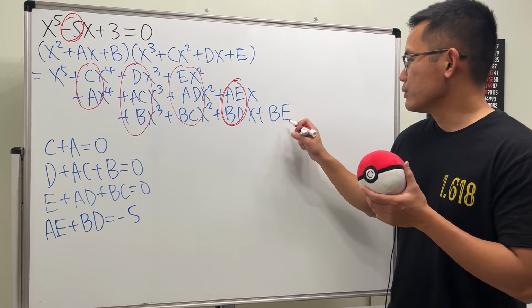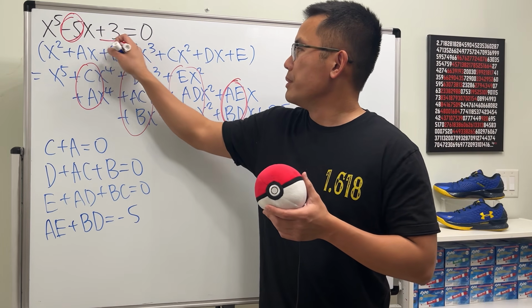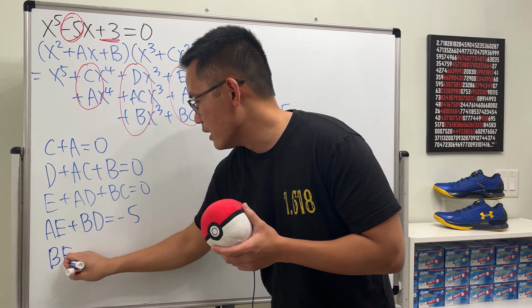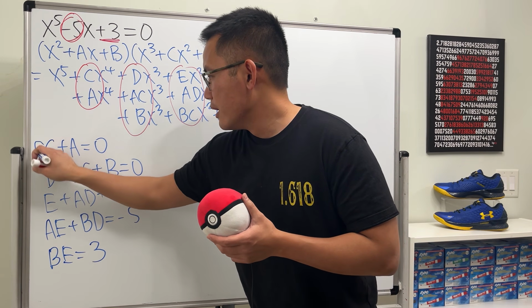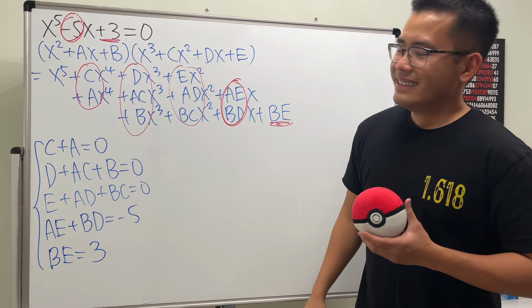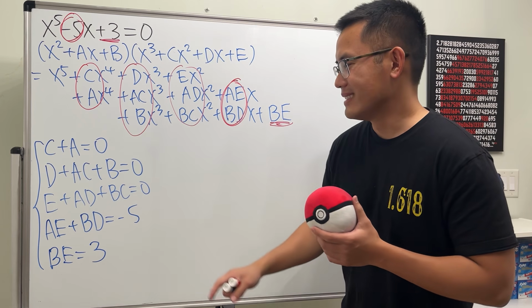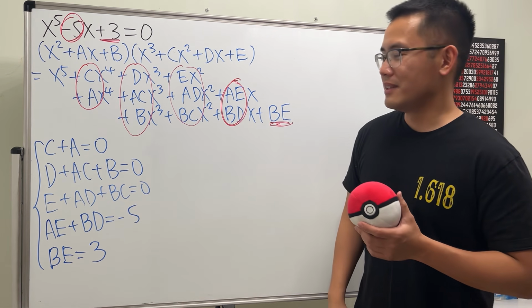And lastly, of course, we have the be. That should be equal to the constant term right here, which is equal to 3. So we must have be is equal to 3. All right, so we must find a, b, c, d, e satisfying all these 5 conditions.